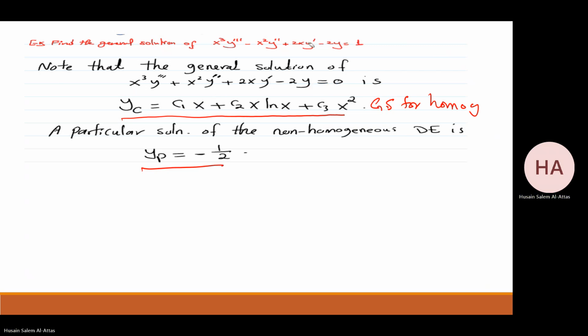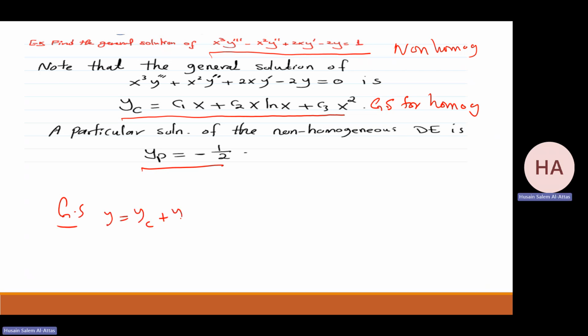For this equation, the non-homogeneous one, since the right-hand side is not equal to 0. It's not homogeneous. So the general solution will be y equals yc plus yp. Later we'll show you the method to find it for constant coefficients, but now we just want to fix this basic idea.